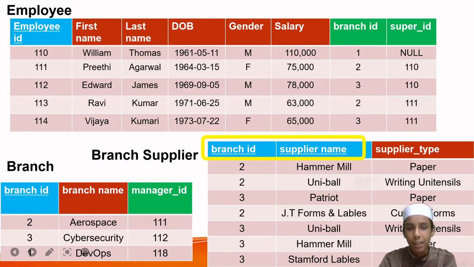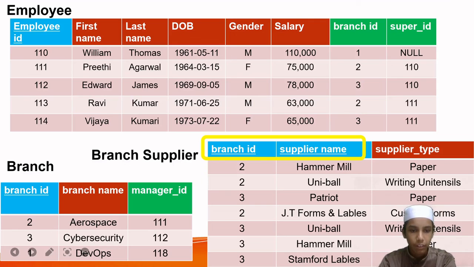So we can see that hammer mill supplies paper to branch 2, which is branch ID 2, so aerospace. That combination shows only once. We cannot put the combination again because we have already defined it. So hammer mill supplies to branch 2 and branch 3. Here hammer mill is supplying paper to aerospace, and again hammer mill is supplying paper to the cybersecurity. Right? So these two rows are uniquely identified by the supplier name and the branch ID.